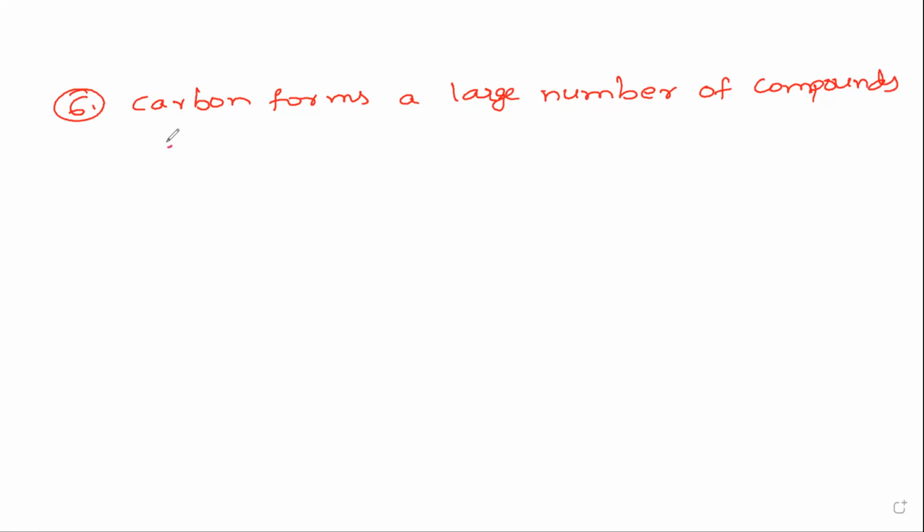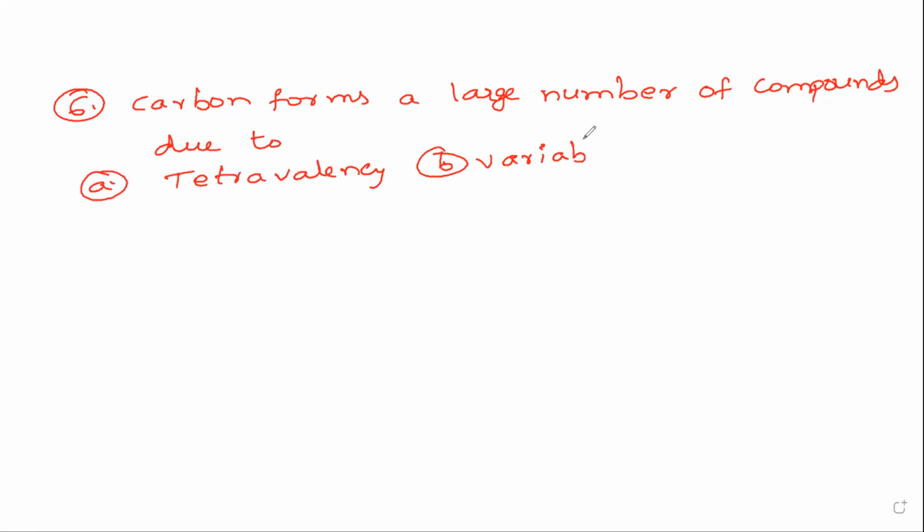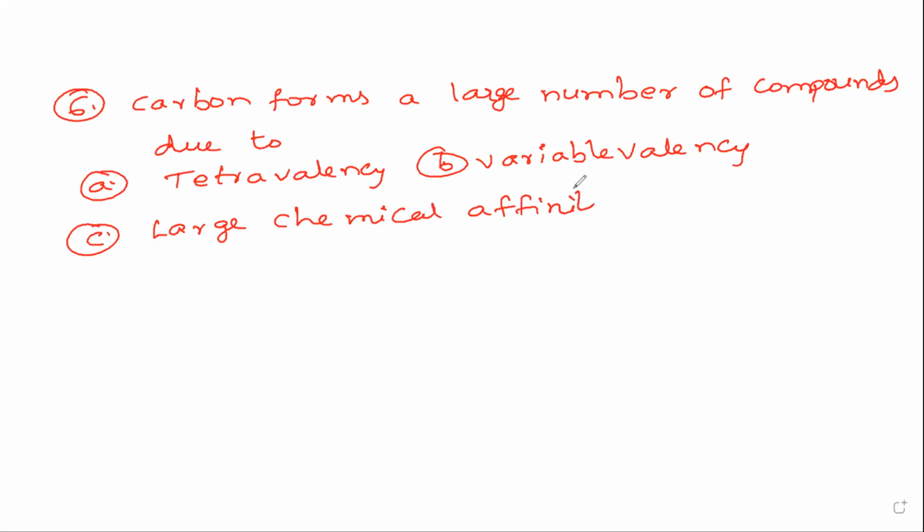Carbon forms a large number of compounds due to: option A, tetravalency; option B, it is variable valency; option C, it is large chemical affinity; and option D, it is due to the property of catenation.